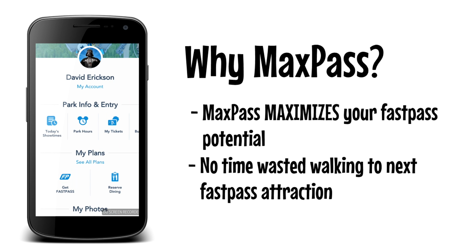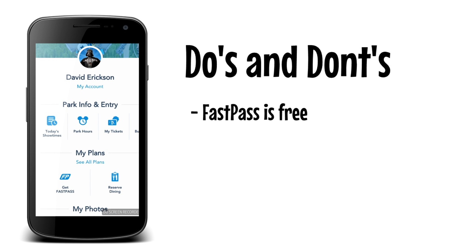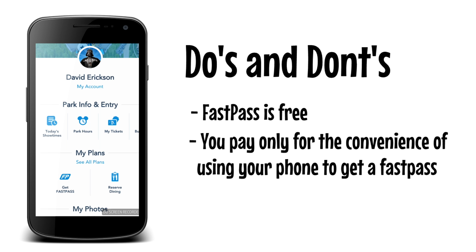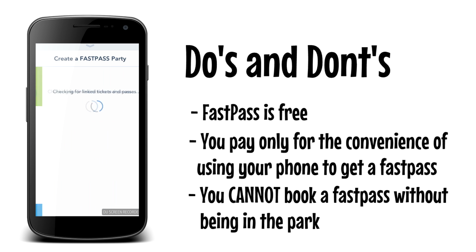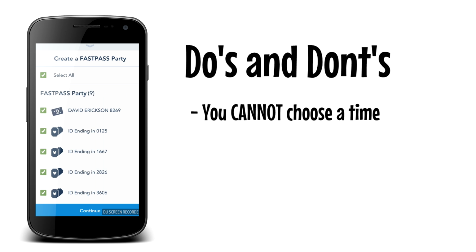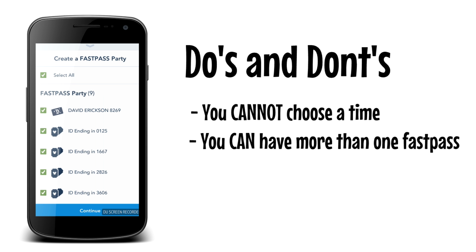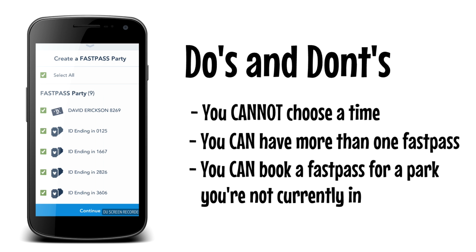So let's summarize with some do's and don'ts. You don't have to pay for FastPasses. You do have to pay to get them with your phone. You can get a free FastPass by going to a physical kiosk. You cannot book a FastPass without being in the park or for a future date. You cannot choose which time your FastPass is for. You can have more than one FastPass at a time. And you can book a FastPass for a park you're not currently in.